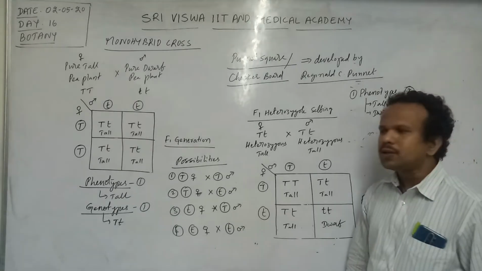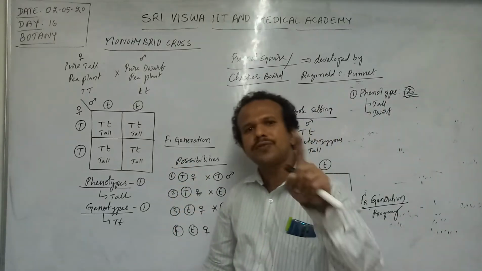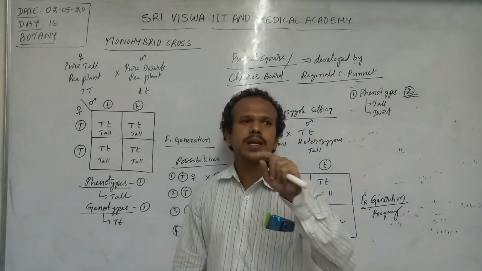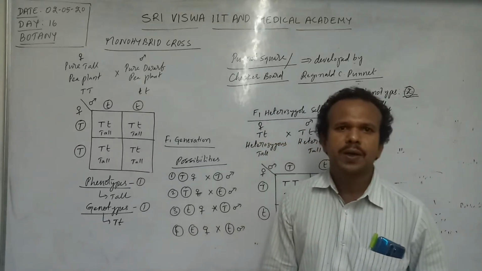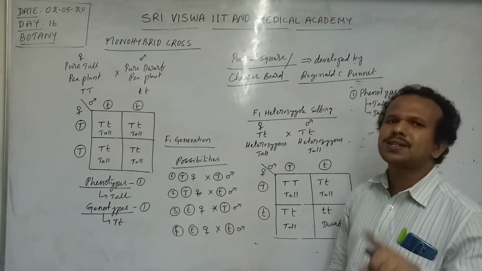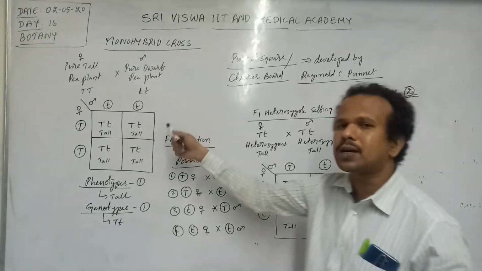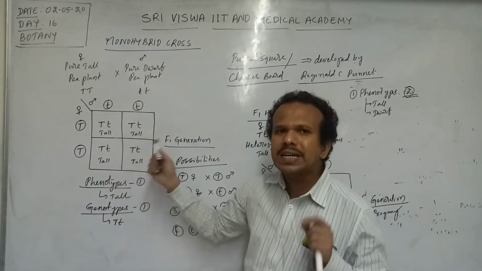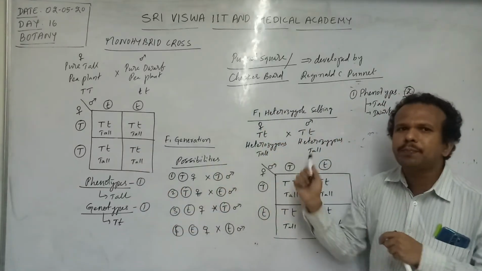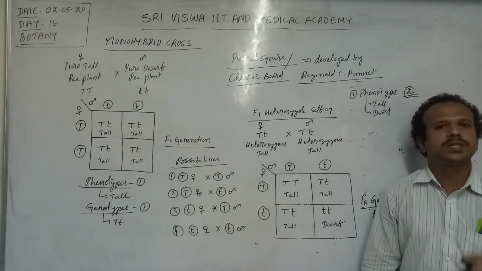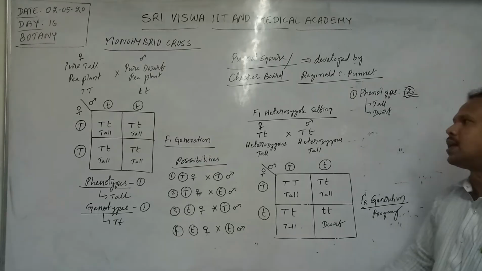I mean, during F1 generation, only one of the two parental characters is expressed. But during F2 generation, both the parental characters are expressed. The character which is not expressed in F1 again reappeared in F2. This is the most important point observed by Gregor Johann Mendel.